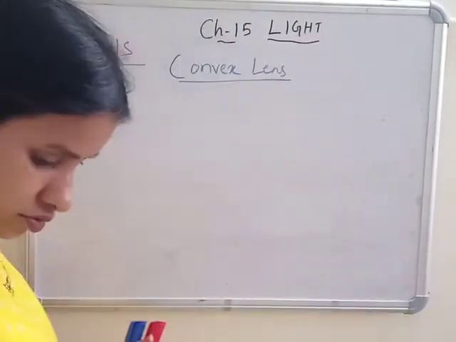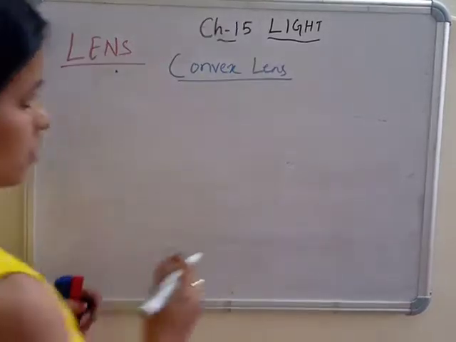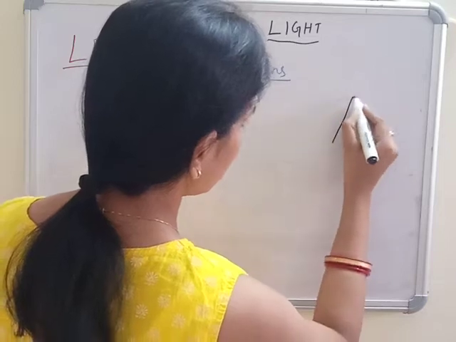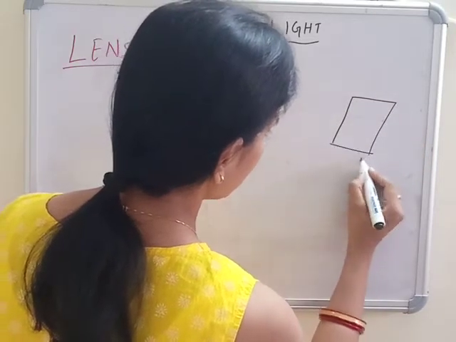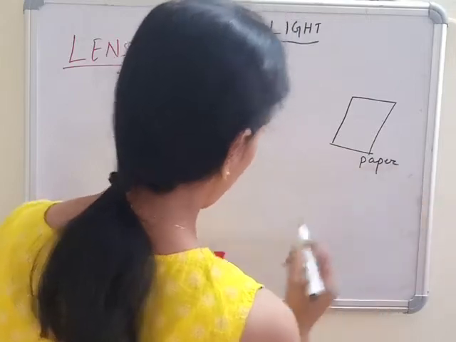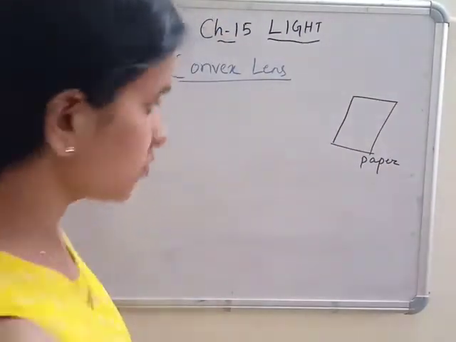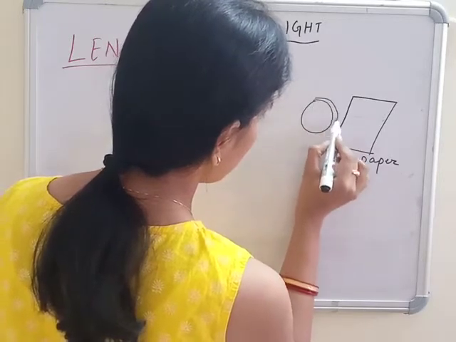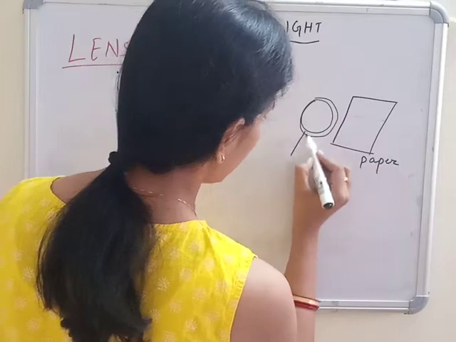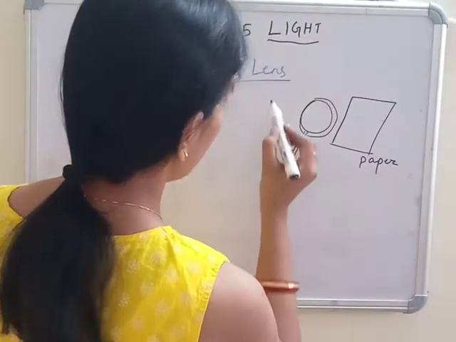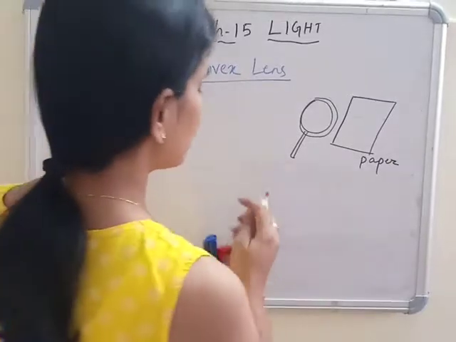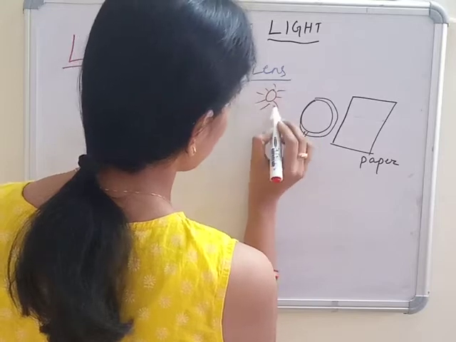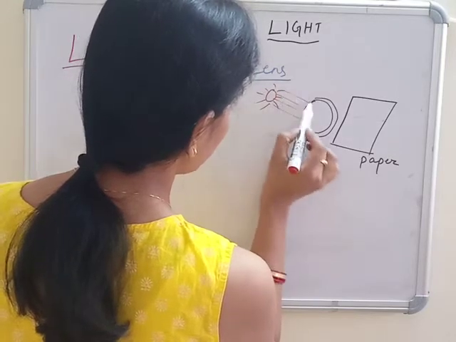So this is a paper. This is a paper. Magnifying glass. Okay, and this is your sun. So sun rays are coming to this.